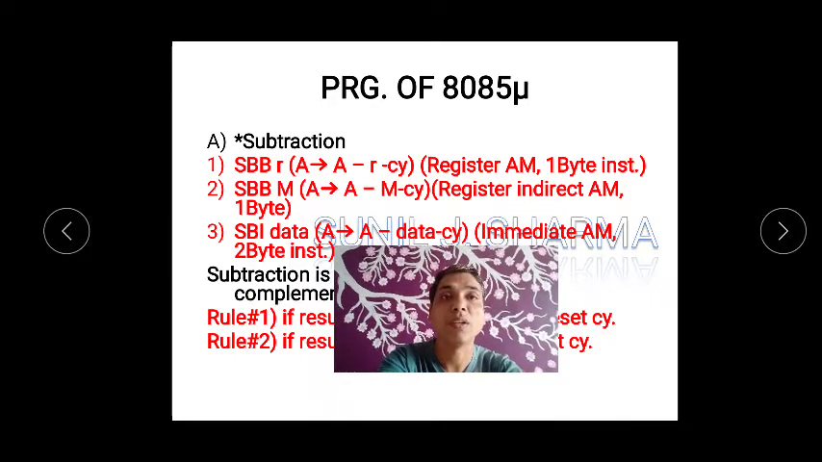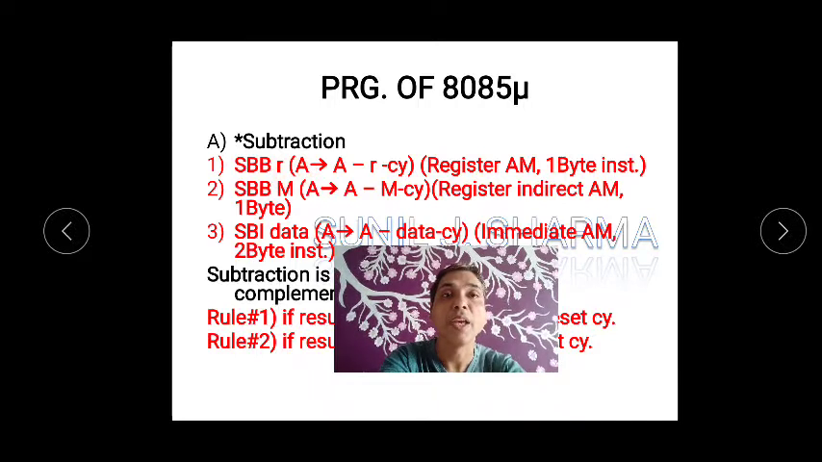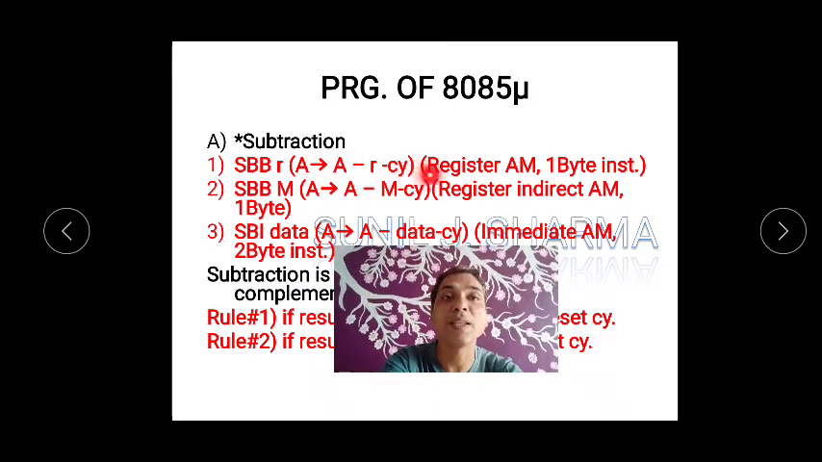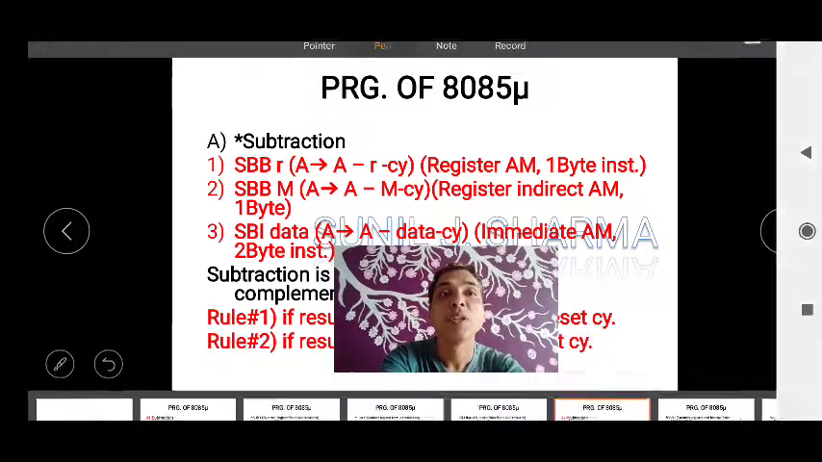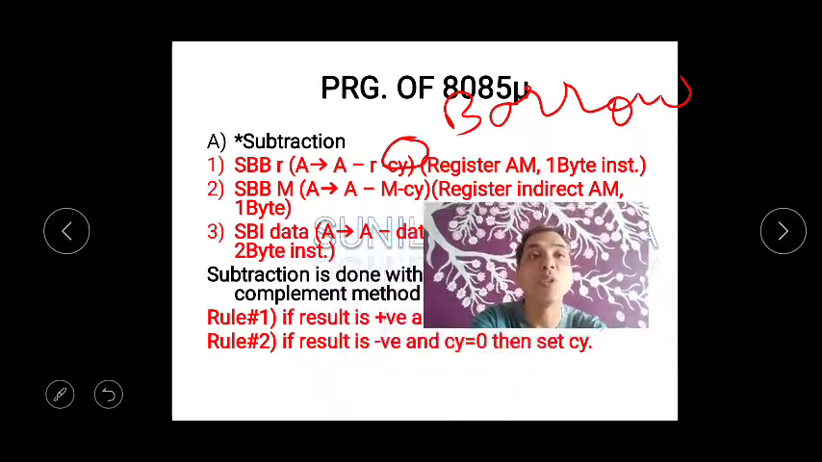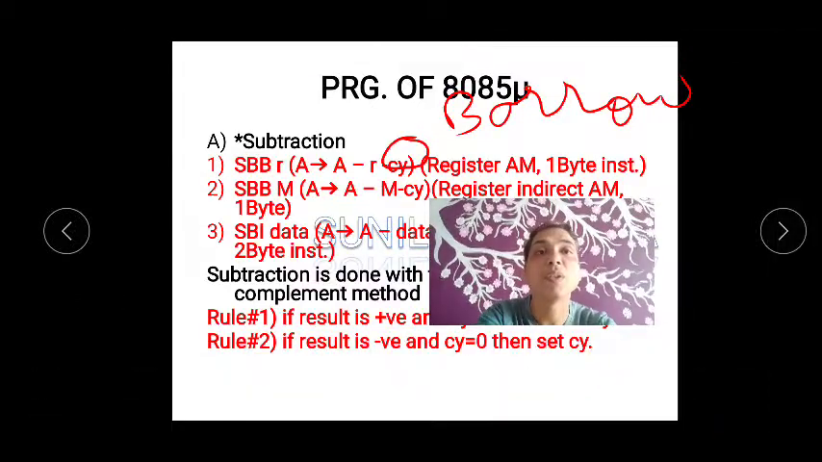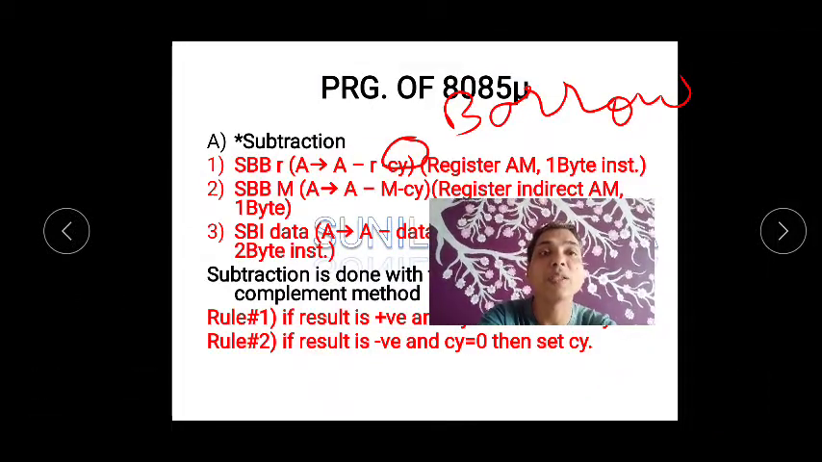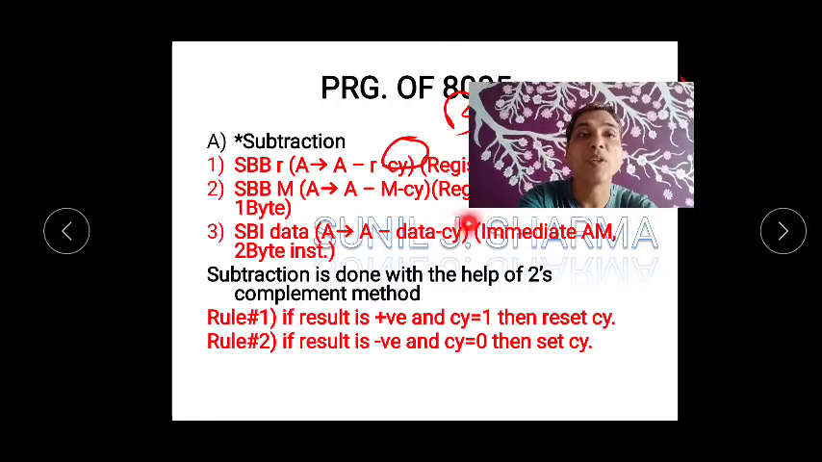Now I think in subtraction, there is one more concept, SBB R. Now SBB means accumulator minus register minus carry, but in subtraction, carry is known as borrow. Okay, so A is equal to A minus R minus borrow, A is equal to A minus M minus borrow, A is equal to A minus data minus borrow. So can you see SBB R, SBB M and SBI data?